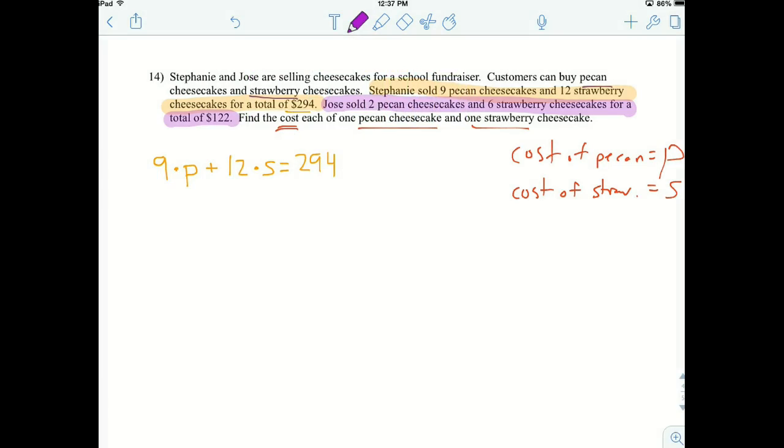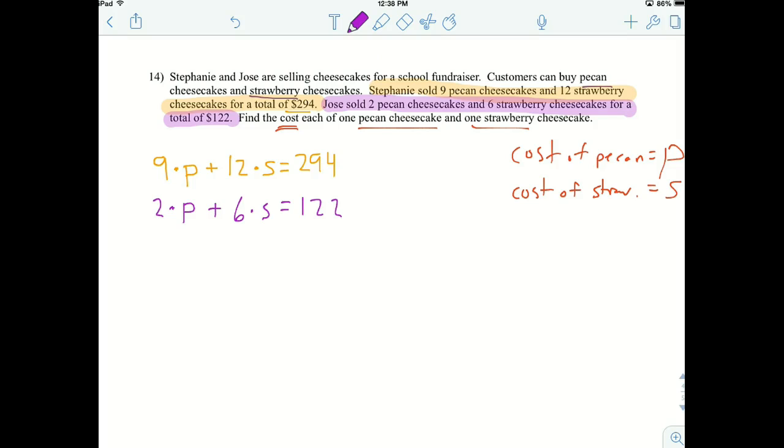Let's use the same logic to go through Jose. Jose sold 2 pecan, so 2 times the price of the pecan for Jose, and 6 strawberry cheesecakes, so 6 times the strawberry. So we're going to add those together for a total of $122. We now have 2 equations.